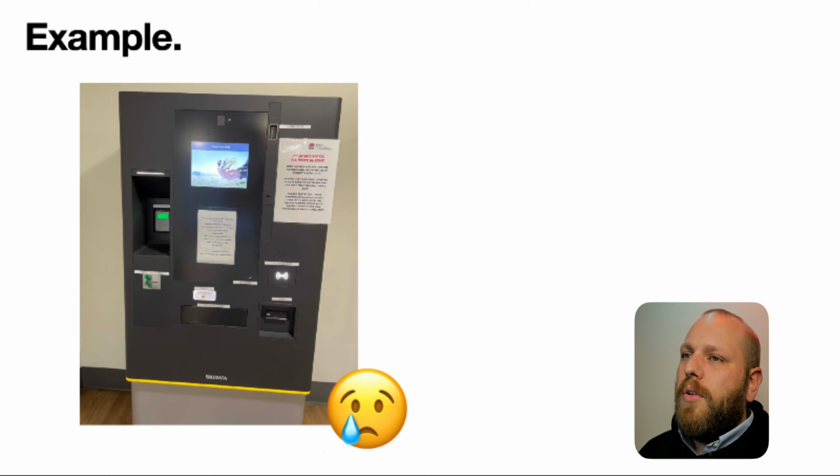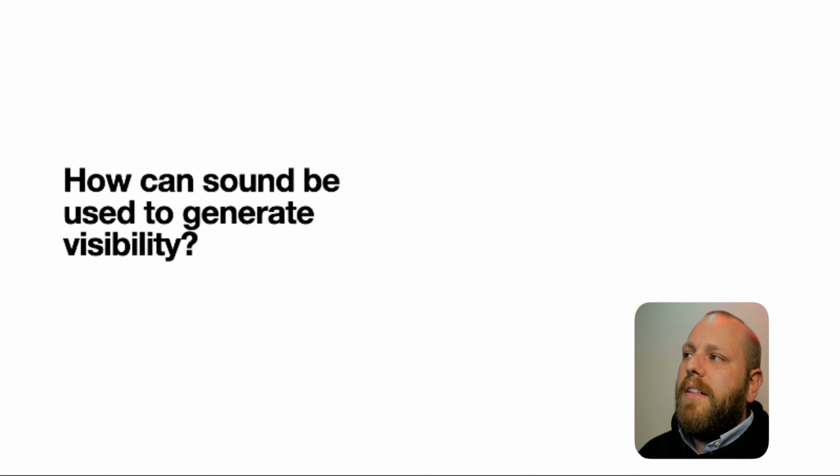And so this is all by way of leading us to thinking, how can sound be used to generate visibility? And this is the question for this class. How do we use sound to generate visibility? How do we use sound that we embed in objects to lead people to more intuitive signifiers, which therefore identify affordances, which then produce better visibility of system state?